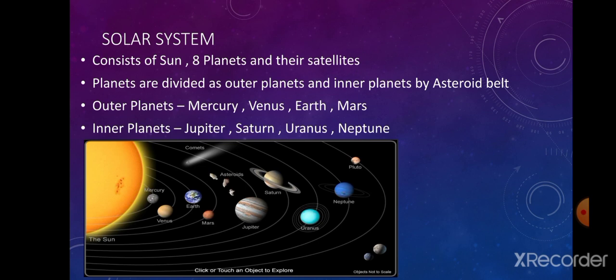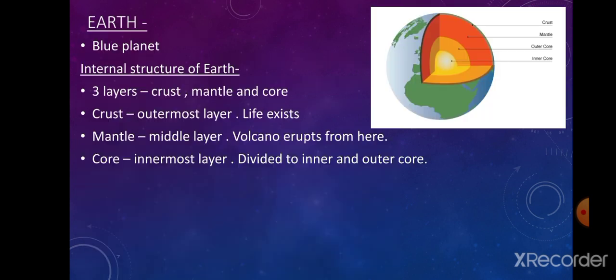Now, inner planets and outer planets are separated by the asteroid belt. The planets revolve around the sun in a fixed path, and that is known as an orbit. You can see thin lines, right? All along the thin lines the planets lie. That thin line or path is known as orbit.